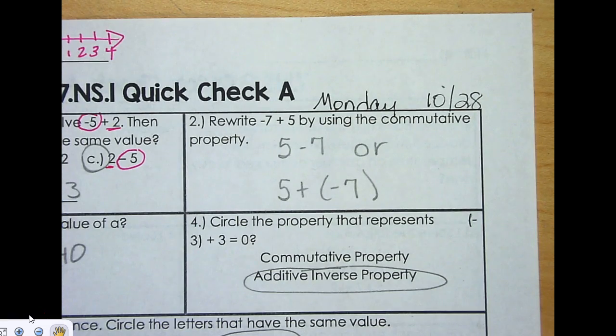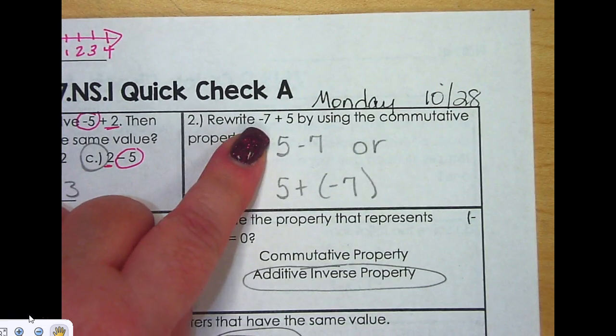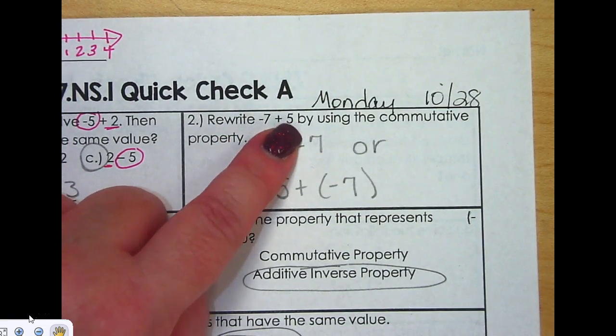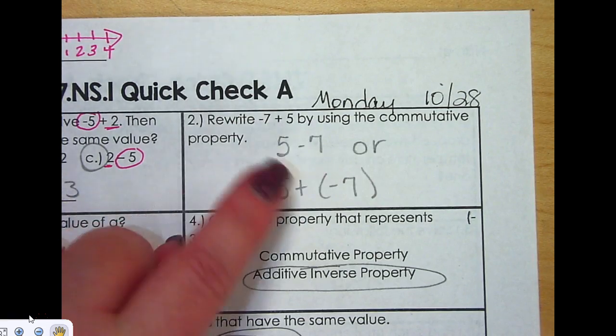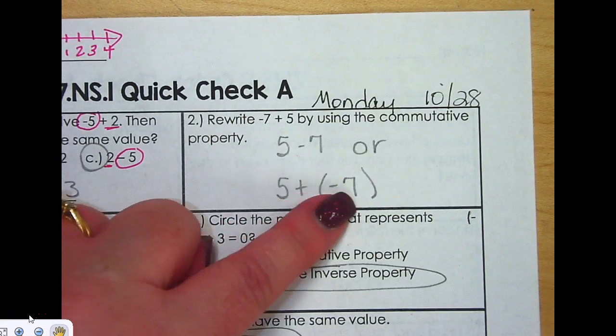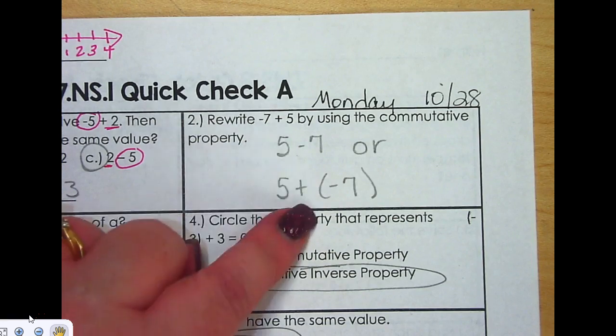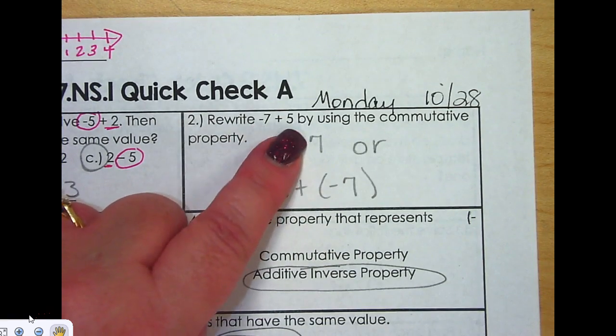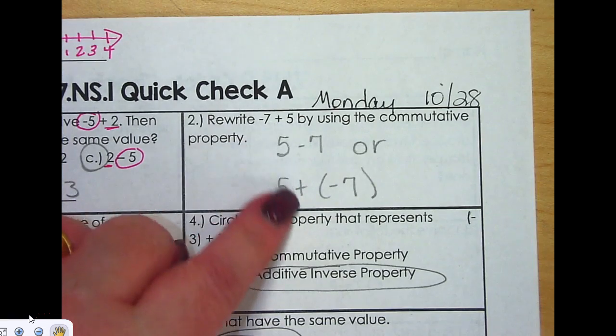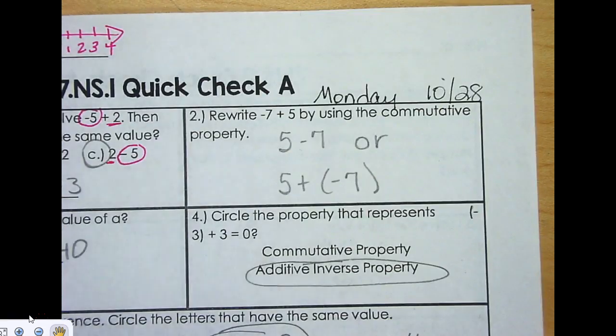That only works for what 2 operations? The commutative property only works for what 2 operations, Andy? Yes, adding and multiplying. So here I have a -7 and a +5. If I swapped those, that's 5 minus 7, or I could write it as 5 plus -7. Either of those are switching the order around. The 7 has to be negative and the 5 has to be positive. So, switching it around. All right.